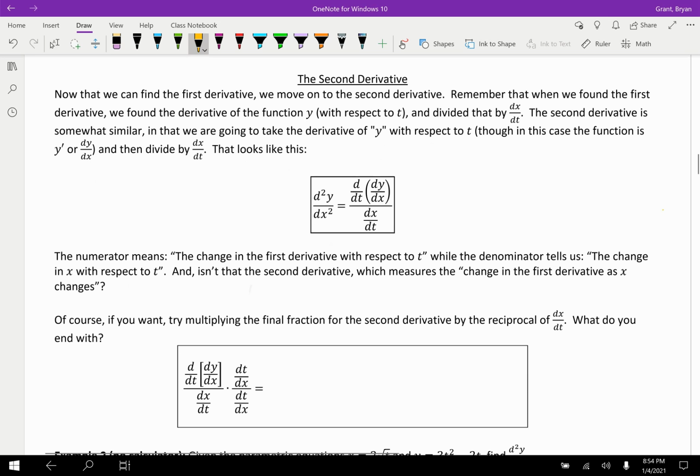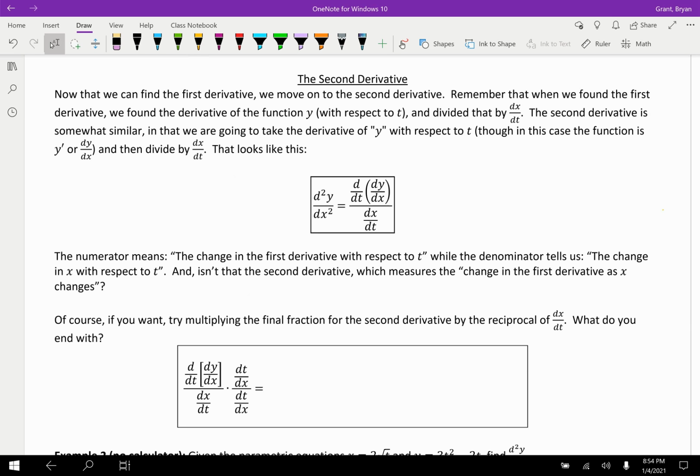Now, when we found the first derivative, we found the derivative of y with respect to t and divided that by dx/dt. The second derivative is similar to that because we are going to take the derivative with respect to t. But we're not really taking the derivative of y. We're going to take the derivative of y prime, or dy/dx, if you will. And then we're going to divide it by dx/dt. Okay? So what does that look like?